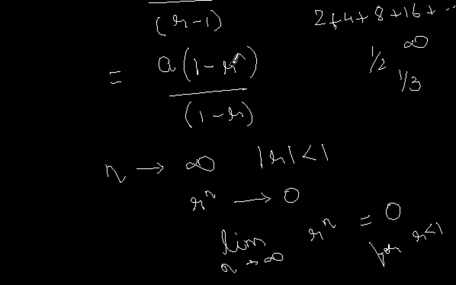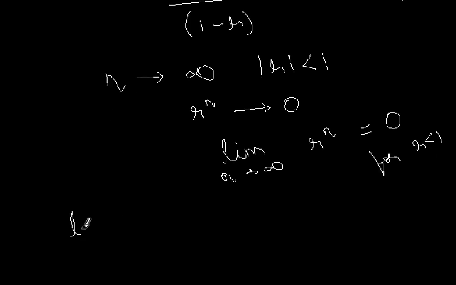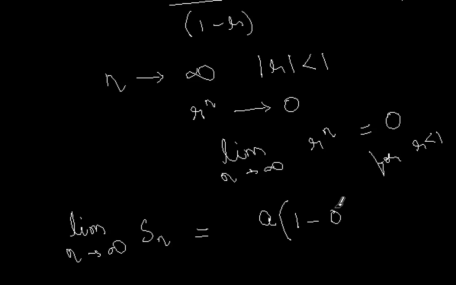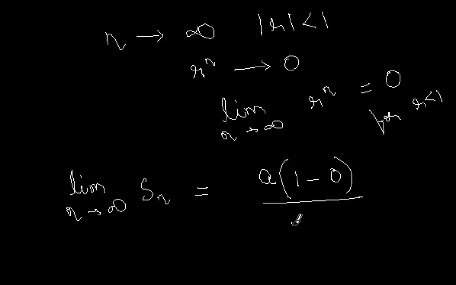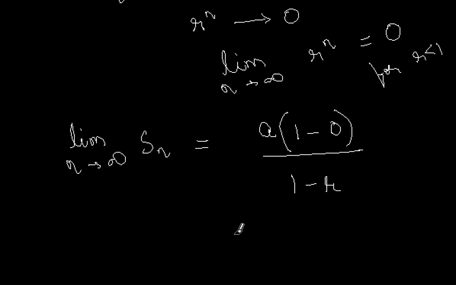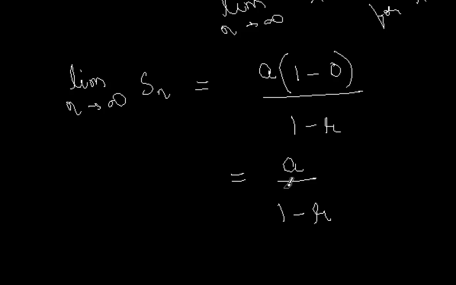So if we find the limit as n tends to infinity of Sn, this could be computed as a into 1 minus r to the power n, which goes to 0, upon 1 minus r. This is equal to a upon 1 minus r. So this is the formula for the sum of infinite terms of a GP.